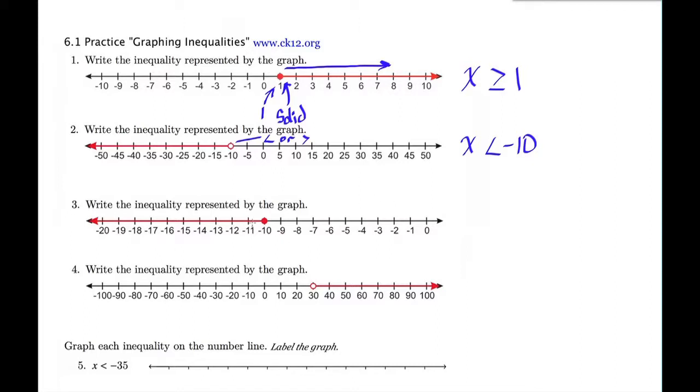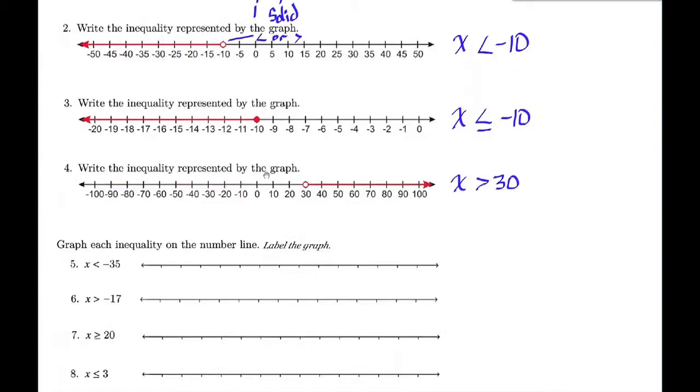Number 3, write the inequality. So this time, it's very similar to number 2, except it's a closed circle and not an open circle here. So I include the value of -10, so it's going to be x is less than or equal to -10. Number 4, it's an open circle and it's all values greater than 30, so I say x is greater than 30. Okay, let's look at the next set.